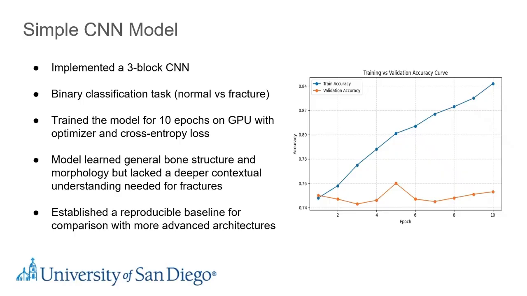Hi, my name is Devin Aror, and over the next few slides I'll walk through the different model architectures we use for cervical fracture detection. First, we set up a simple CNN as our baseline. It's a 3-block convolutional model trained to classify each CT slice as either fracture or normal. The model learned general bone structure and converged cleanly, but because fractures are subtle, it tended to predict normal most of the time.